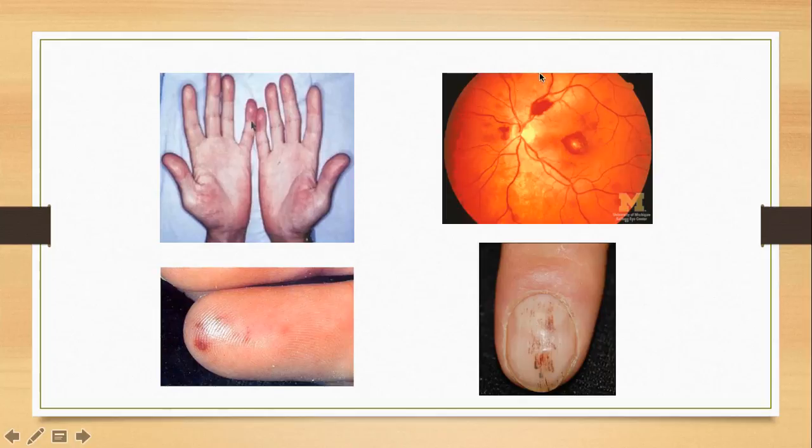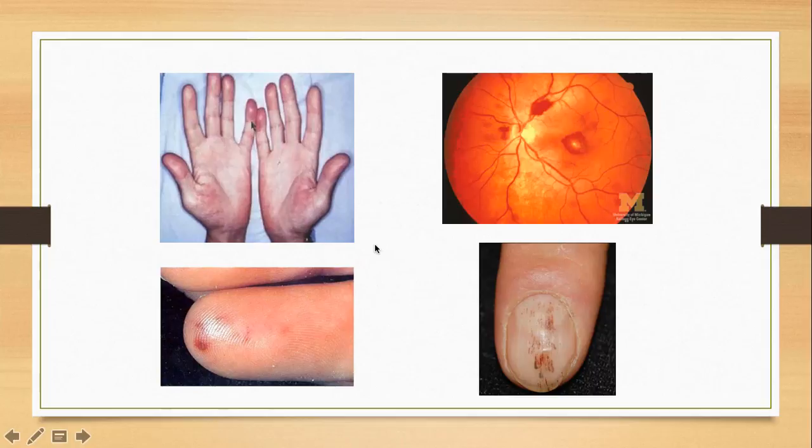So these are Roth spots, so keep this in mind. These are retinal hemorrhages, Janeway lesions on the palms, then there are Osler nodes, you can see some nodes on the fingers, and then there are splinter hemorrhages. So all these four, if present, of course, then definitely make the diagnosis of infective endocarditis, but you don't really see them all together, so just keep that in mind. You may just see one or two.